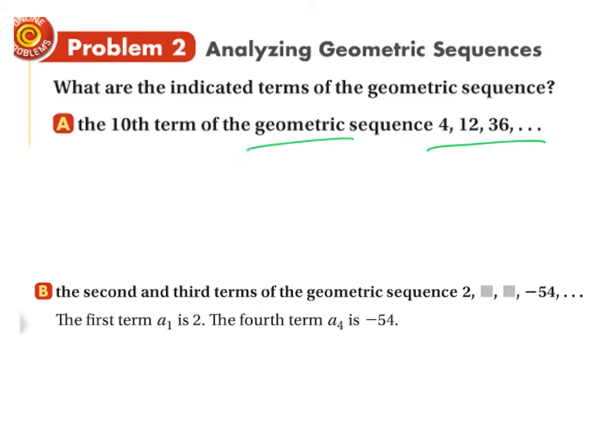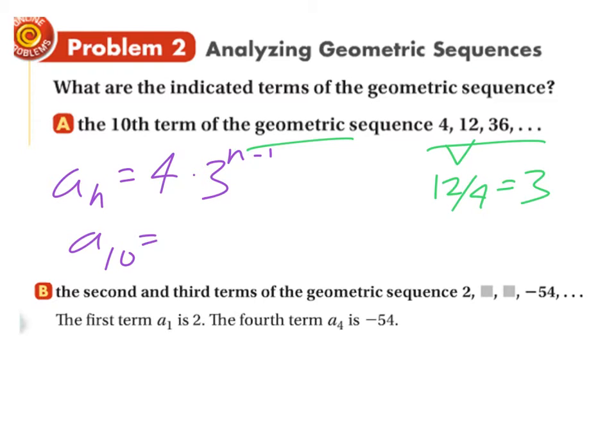Again, they do tell us that it is geometric, so we really only need to check one. 12 divided by 4 is 3, so that is our common ratio. The explicit form would be a sub n equals first term of 4 times ratio of 3 to the n minus 1 power. Again, the key here is to remember to do the n minus 1. Occasionally people forget that, so a sub 10 would equal 4 times 3 to the 9th power.